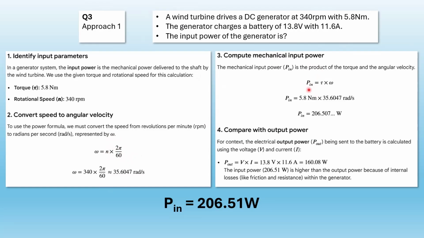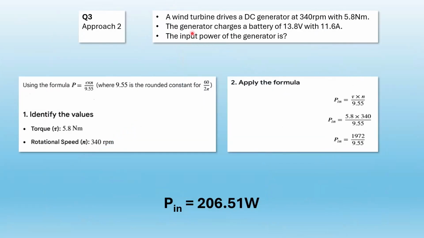The formula is simple here. Input power, which is the mechanical power, is the torque times the angular velocity, and we come up with 206.51 watts. So this is using the angular velocity. Also, we have another formula here. Same question, different approach, using a different formula.